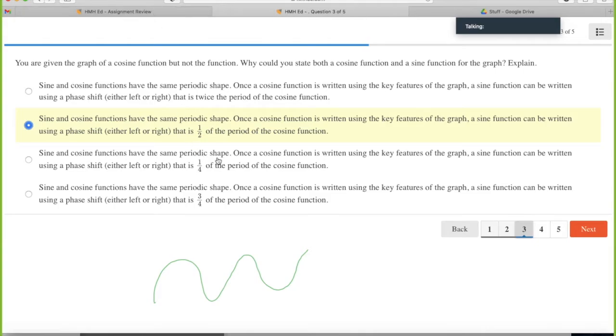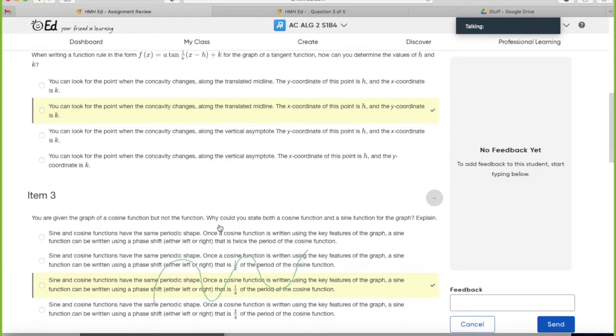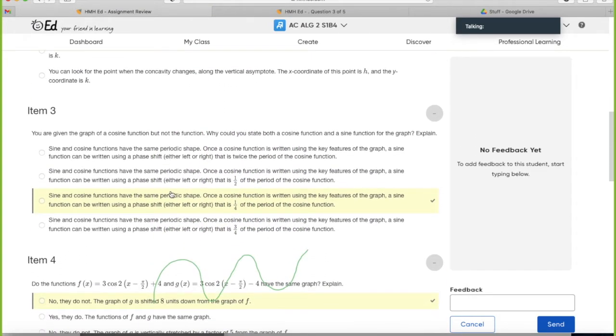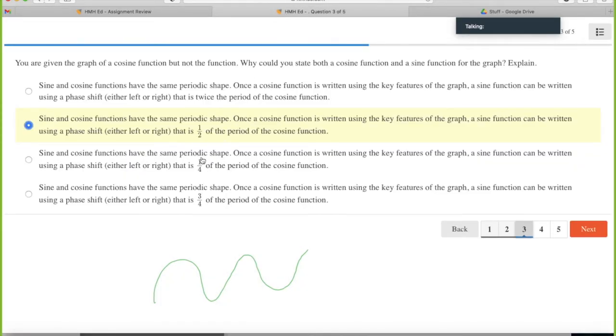If I wanted to find out the real answer and I didn't have them right here, I would either look at my calculator, graph a sine and a cosine and figure out how I would shift them, or I'd pull up a graph of sine and cosine. It's 1/4. I was wrong. So again, sine and cosine are just shifts of each other.